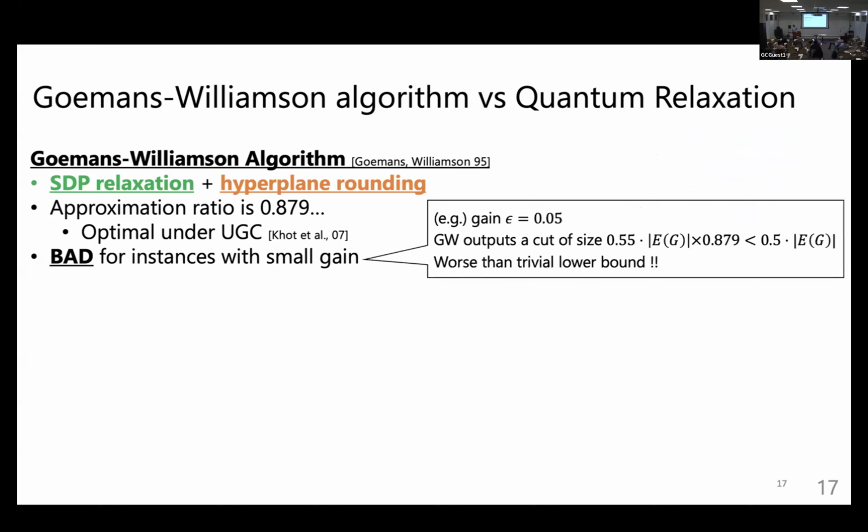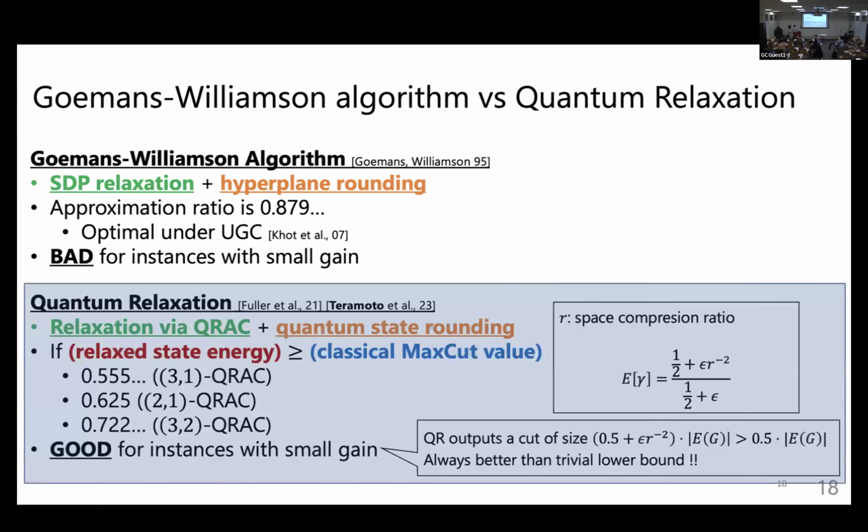And of course, if there is some graph with small gain, which is like if the cut is slightly better than half plus epsilon, then Goemans-Williamson might be worse than random guessing, because the guarantee is less than half. It's worse than the trivial lower bound. In our case, if we can find a ground state whose value is better than the classical integer cut value, then we actually have a guarantee that is still better than half, which for some regions might be interesting. It depends on the number of variables that we have.